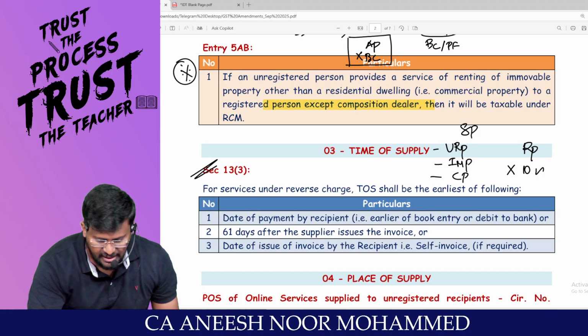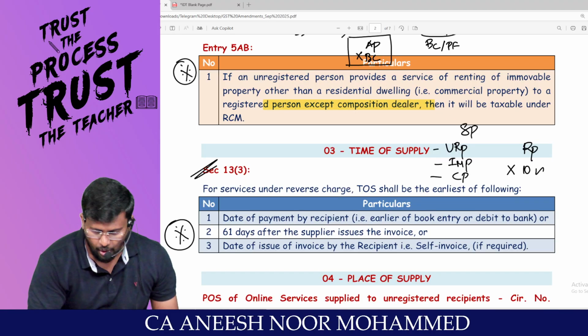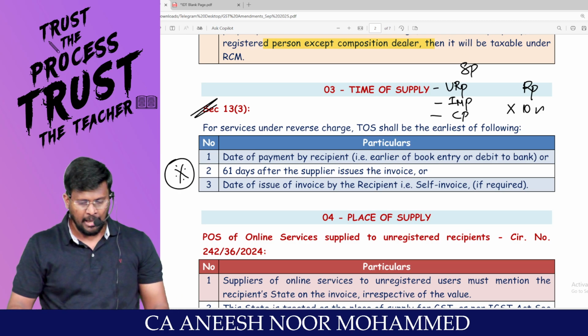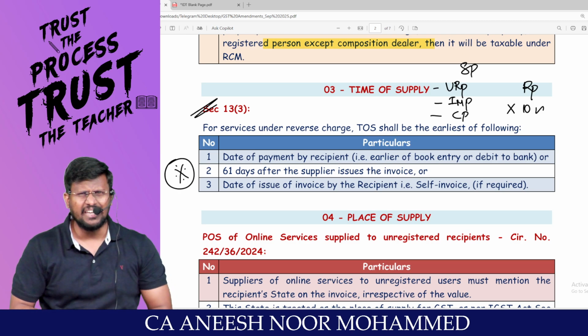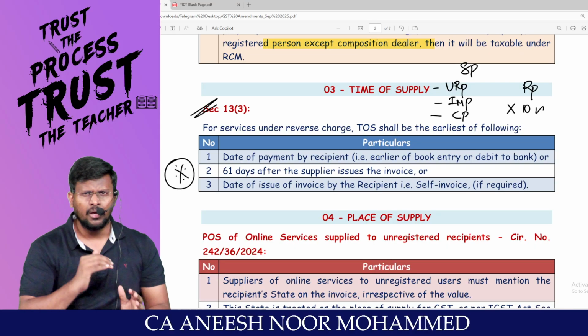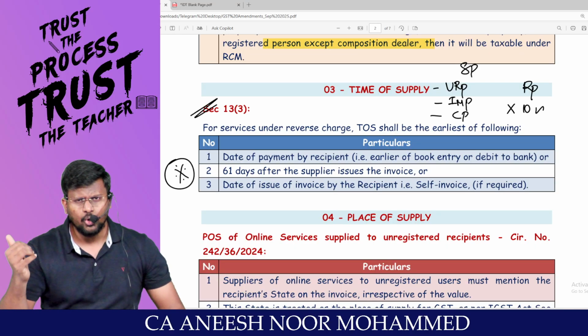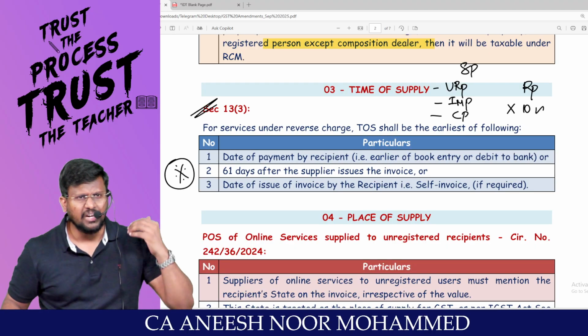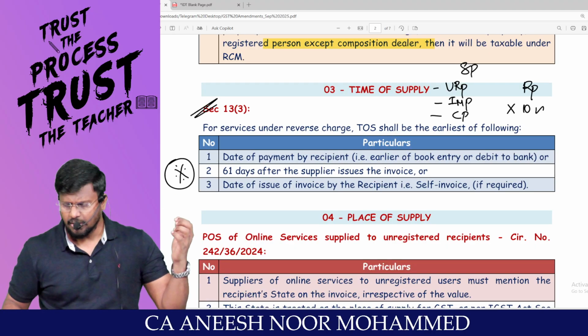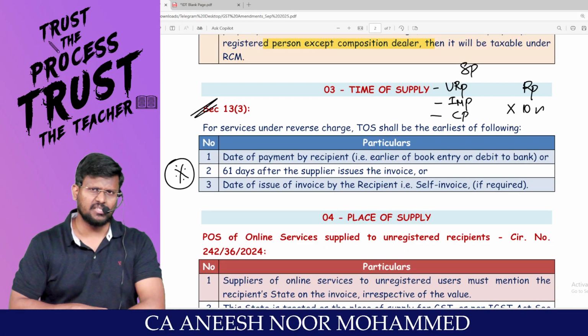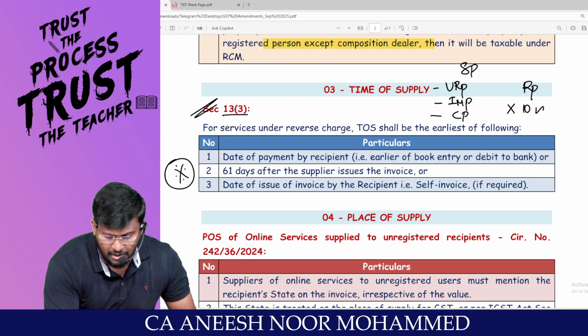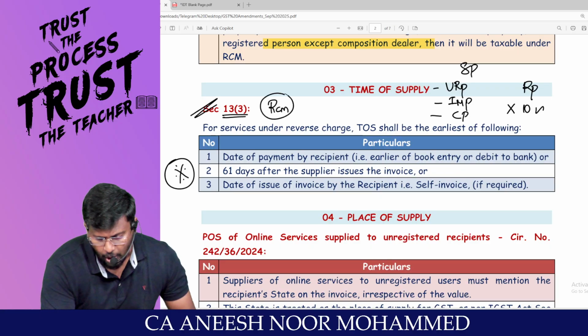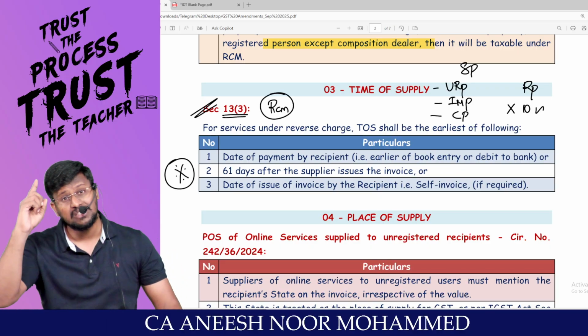Time of supply is the next discussion. Time of supply is a favourite area for ICAI. My dear lovable students, we have studied section 12 and section 13: 12.1 to 12.6, and 13.1 to 13.6. Right. Are you remembering 13.3? That is the time limit for payment of tax with regard to RCM for services.